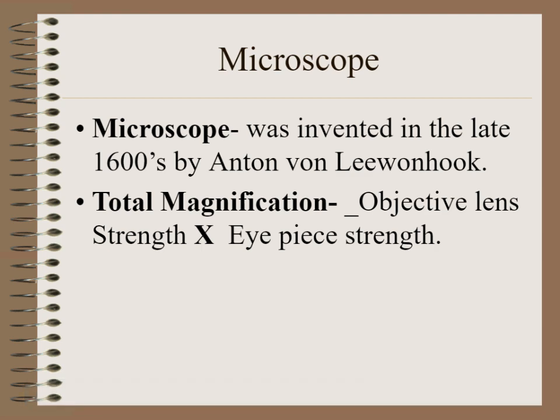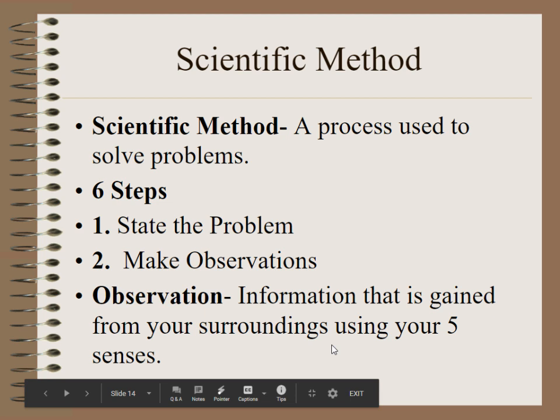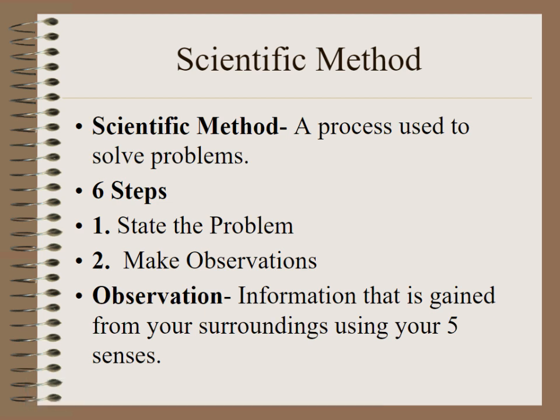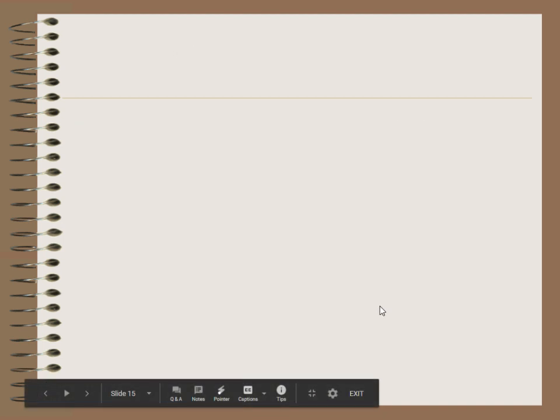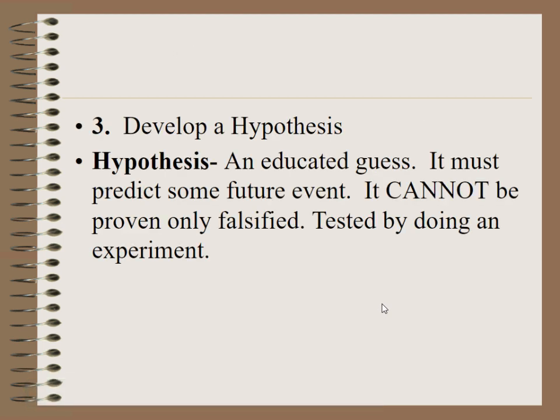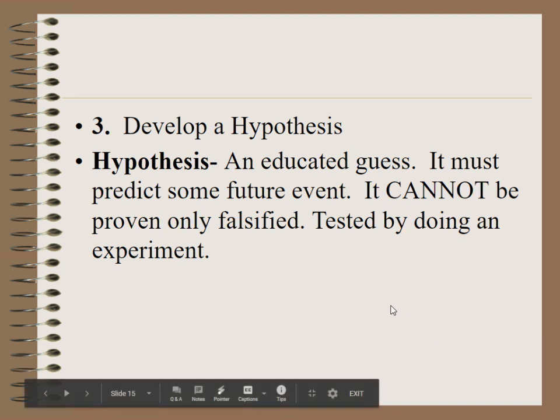The microscope, we will go more into the microscope when we go over cells. The scientific method, though, is something that you have been drilled on since elementary school. It is anywhere from 4 to 6 steps, depending on what you need for your problem. Those steps include: state the problem, make observations. Of course, observations are anything around you that you can sense. Hypothesis: what can I do to make this problem go away, or how can I fix this problem? That is an educated guess.